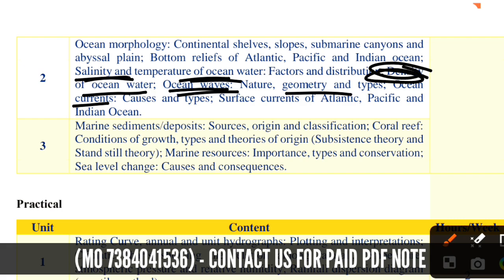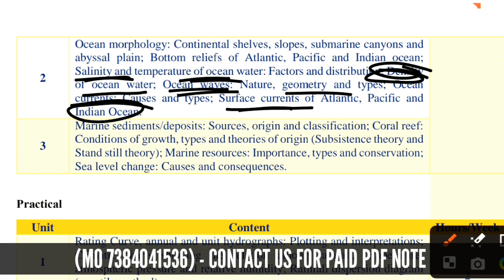Then you have to understand the different types of ocean currents, and after that you have to study surface currents. Surface currents of these major oceans: the Atlantic Ocean, Pacific Ocean and Indian Ocean.